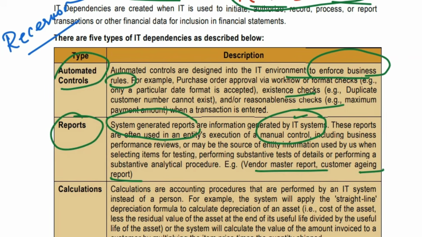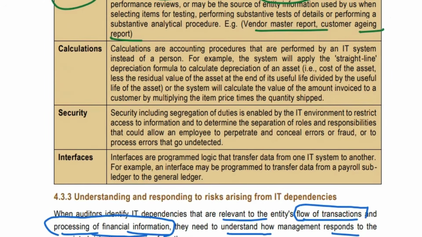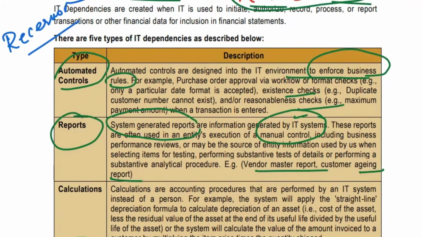This is the keyword. Next, RAS stands for security. Security you can understand by segregation of duties. Segregation of duties is enabled by the IT environment to restrict the access to the information. Like biometric, all kinds of security, segregation of duties, these are enabled by the IT systems, IT environment. So again, this is one more dependency. R stands for reports, A stands for automated controls, RAS stands for security.